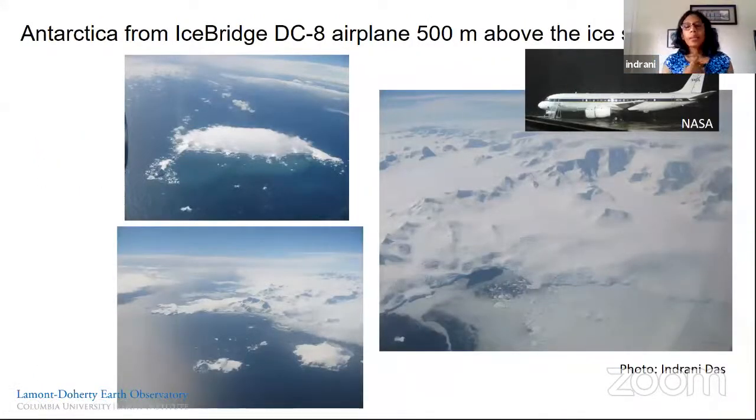And I'm an airborne geophysicist. I survey the ice sheet. I use instruments which are fitted on the plane. So this is an aircraft that I used to frequently fly on, NASA's DC-8, and these are some of the pictures that I took from the plane's window. Our instruments are usually located within the belly of the aircraft or on the wings. They constitute airborne laser altimeters, ice penetrating radars, gravimeters, magnetometers, and cameras on board.